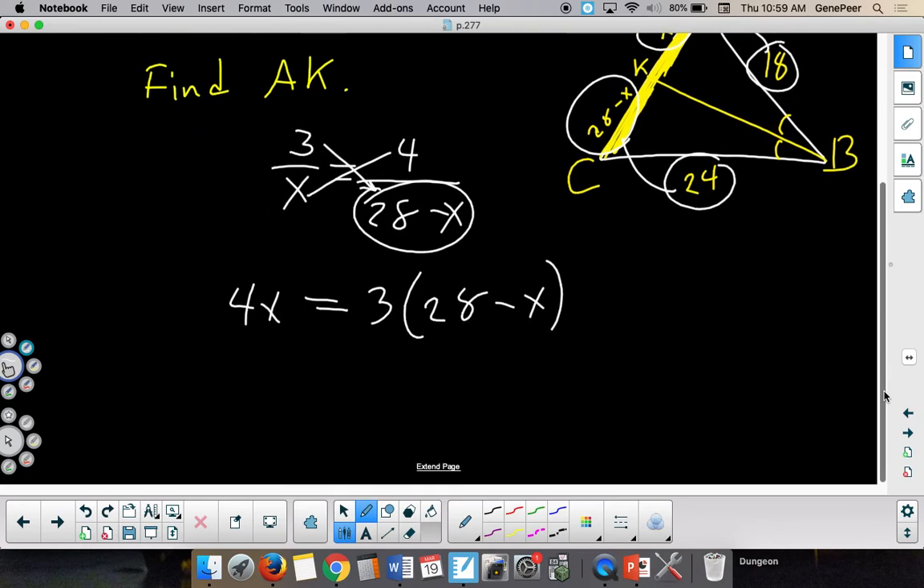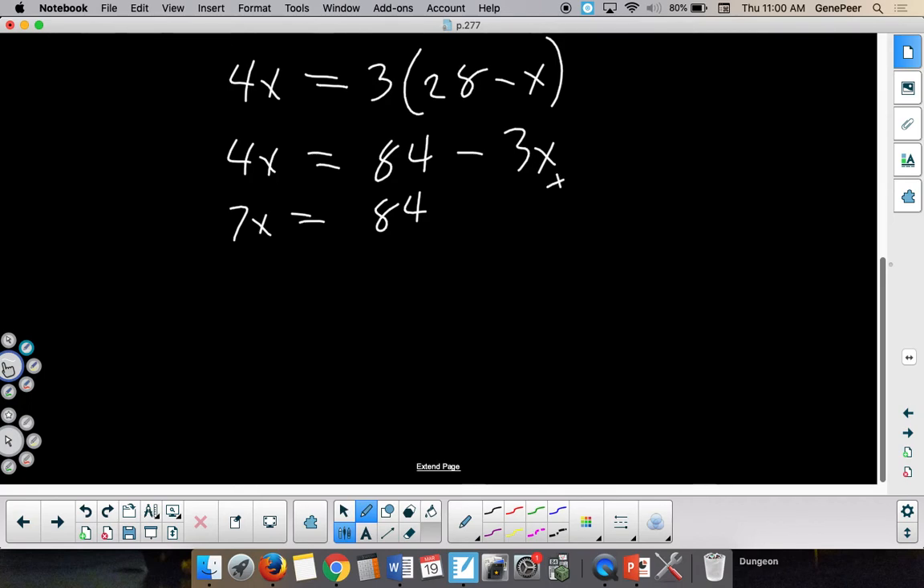So now we just do a little bit of arithmetic here. We have 4x equals 3 times 28. That's going to be what? So 84, I think, minus 3x. And then we're going to add 3x to both sides. That gives me 7x equals 84. For you algebra haters, I added 3x here, and I added 3x here to get these x's out of there. So I have 7x equals 84. Divide by 7, I end up with x equals 12, right? Yes, x equals 12, and we are done.